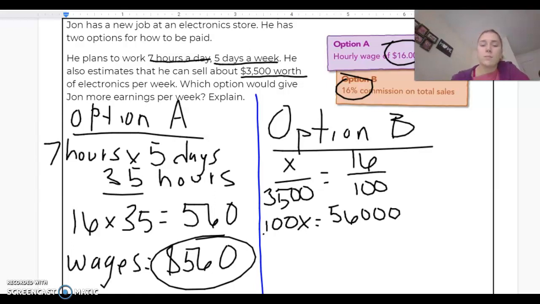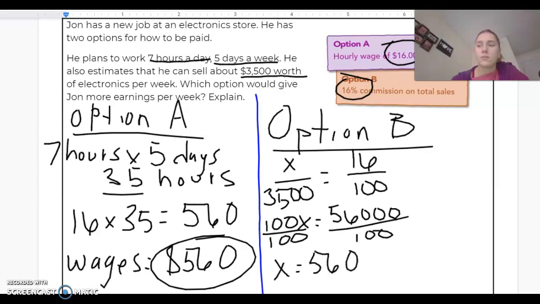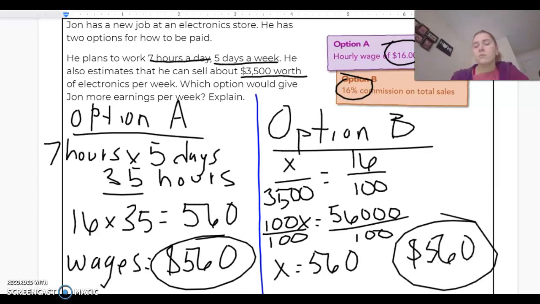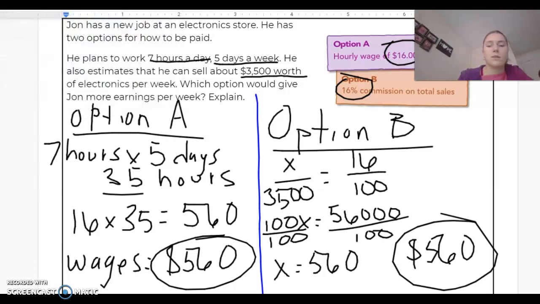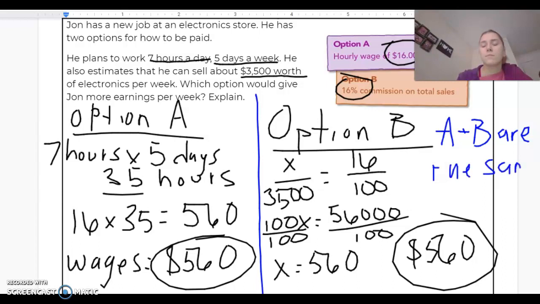Okay, now we need to divide by 100. Divide by 100. So we get x equals 560. So he would make $560 in commission there. So option A and B are the same. Okay, so either or, he'd be making the same amount of money. A and B are the same. So either would work. Okay?